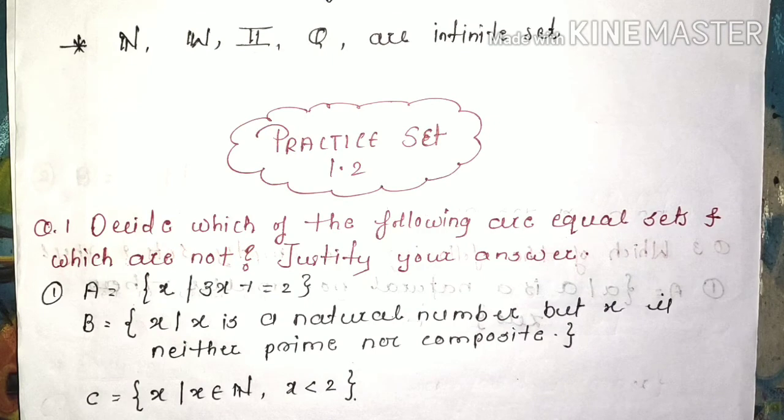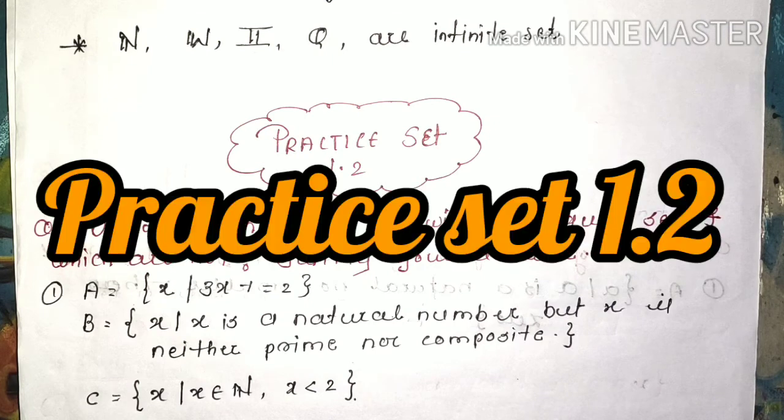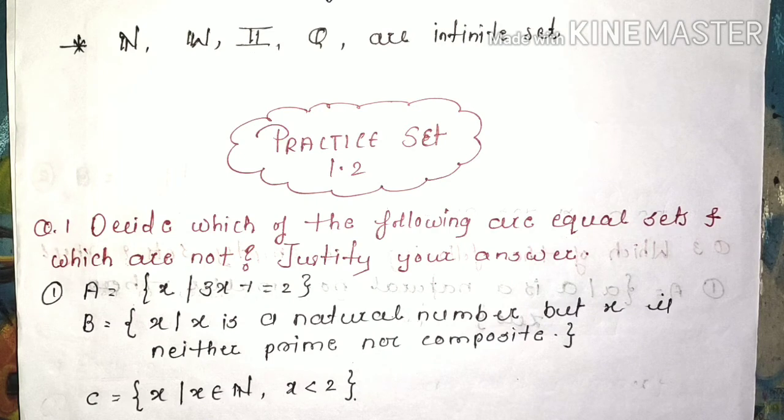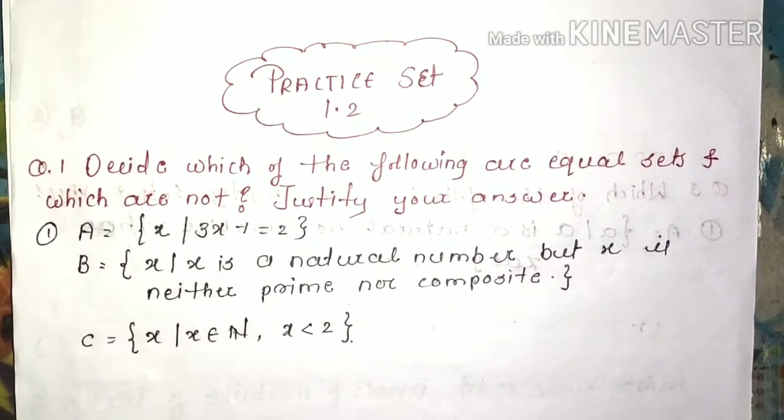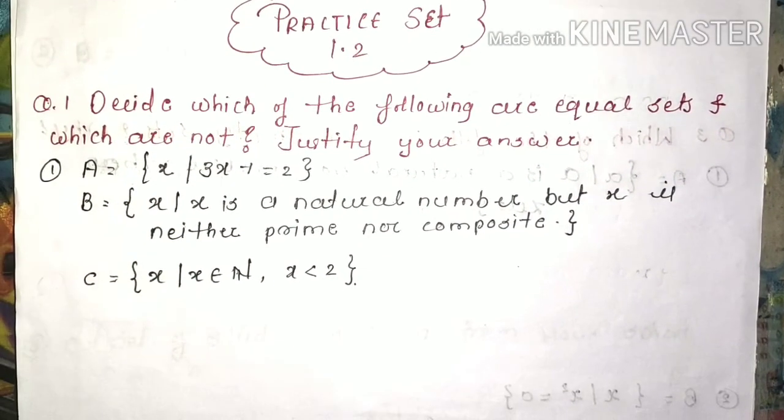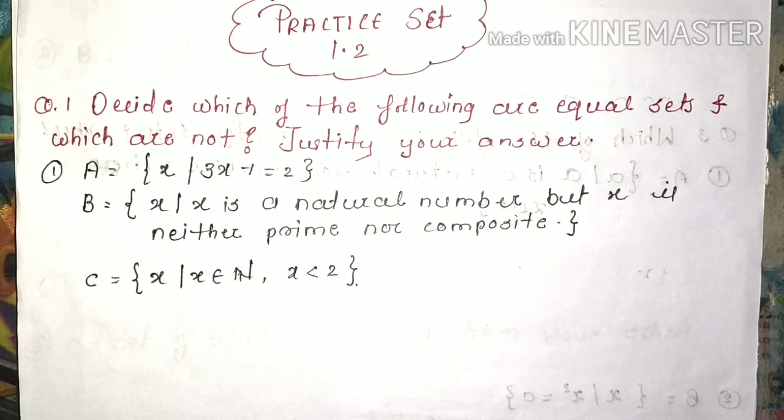Question number 1: decide which of the following sets are equal sets and which are not, and justify your answer. That means here they have given 3 sets and we have to verify which sets are the equal sets and justify your answer. We have to specify why they are equal sets.